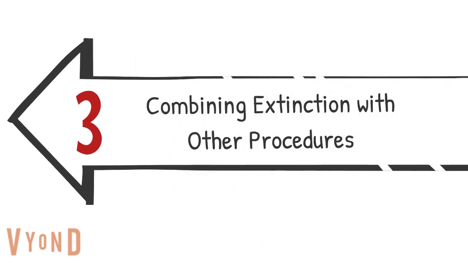The next is combining extinction with other procedures. So we would never use extinction alone, right? It's part of a treatment package. The effectiveness increases when it's combined with other procedures such as differential reinforcement, antecedent procedures, anything that can reduce the extinction effects like the extinction burst, especially when we're dealing with aggression.